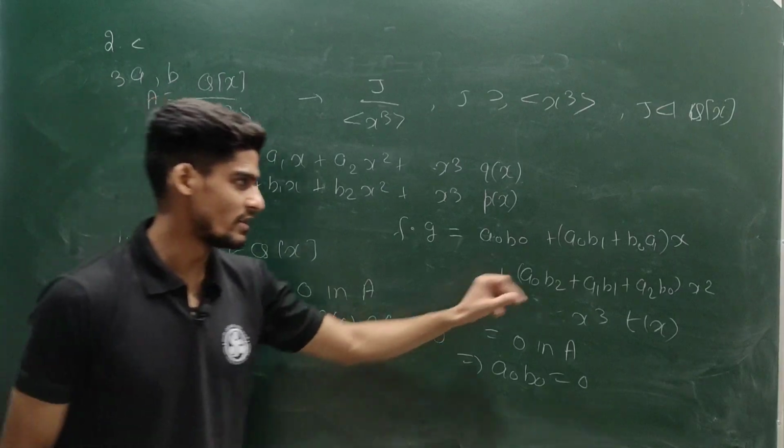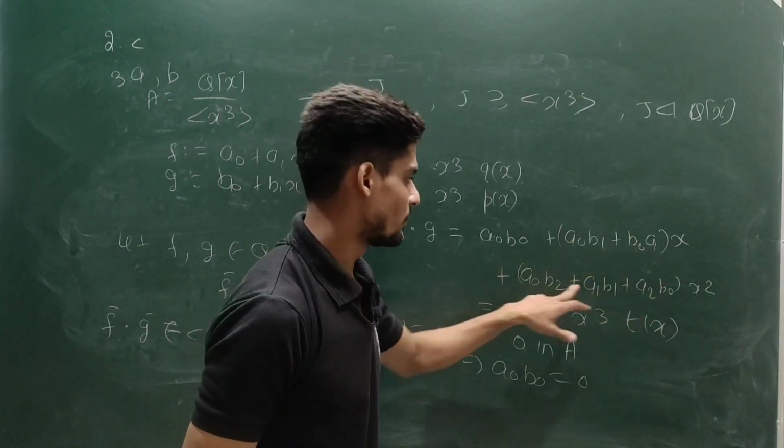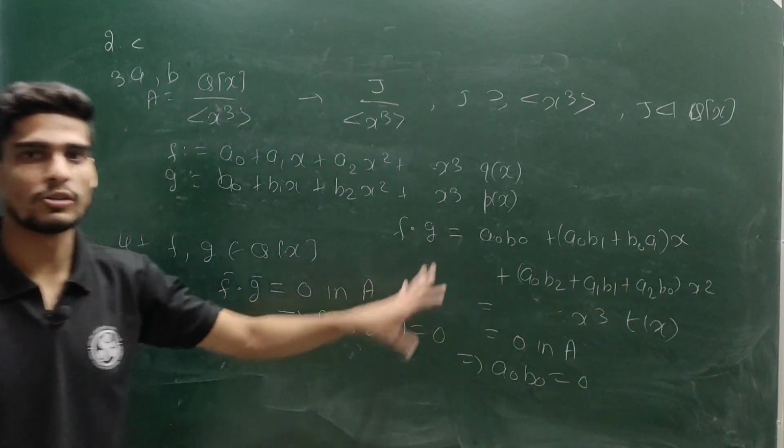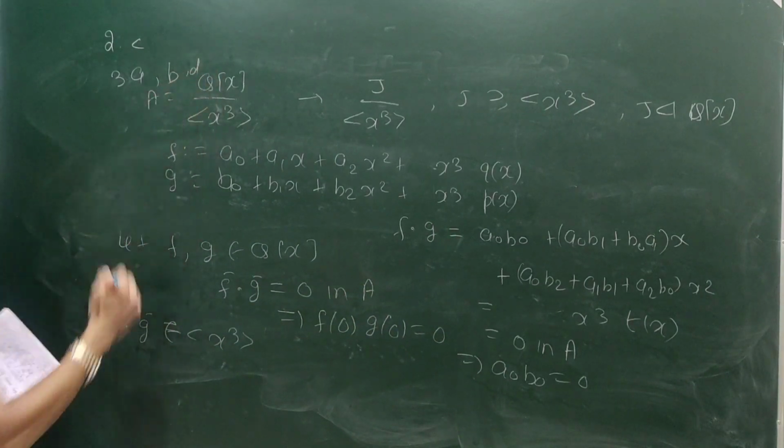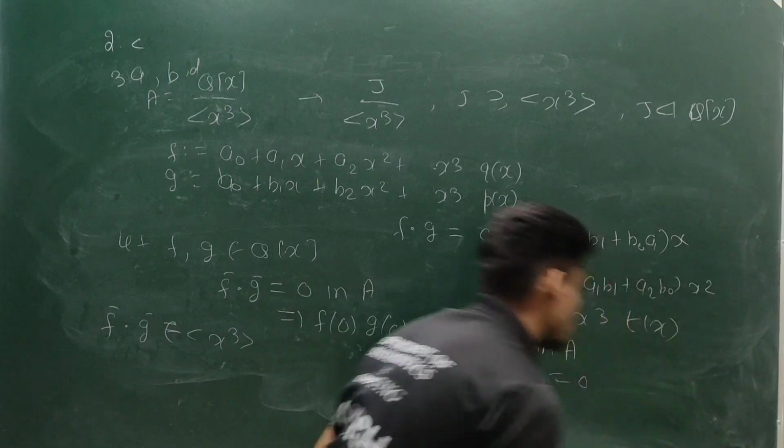मोर ओवर यू कैन से दिस टर्म इज ऑल्सो गोइंग टू बी 0, दिस टर्म इज ऑल्सो गोइंग टू बी 0, दिस ऑल्सो यू कैन से. सो ऑप्शन डी इज अगेन करेक्ट. सो ए, बी एंड डी, 3 ऑप्शंस आर करेक्ट फॉर दिस क्वेश्चन.